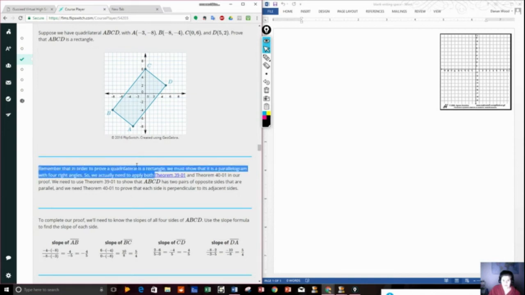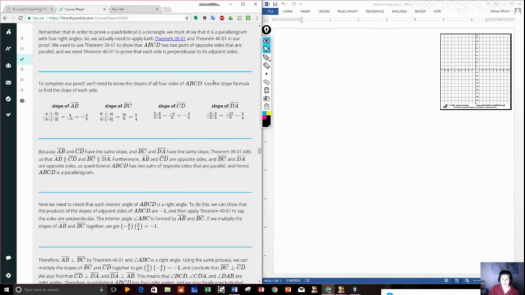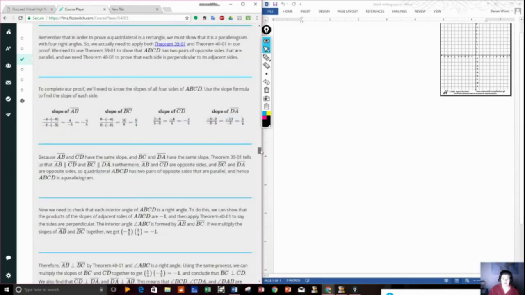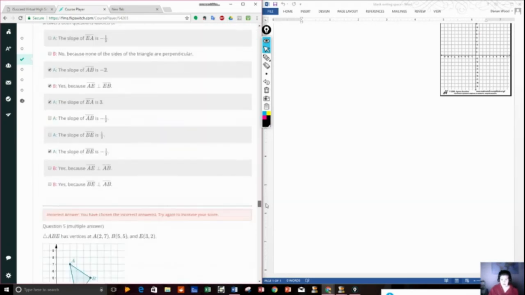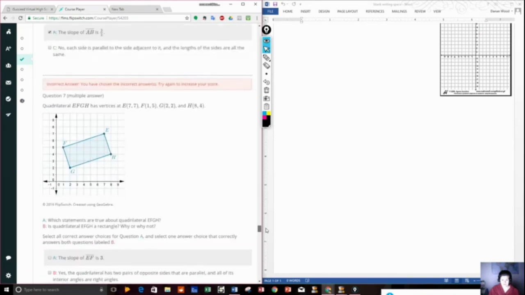Remember that in order to prove a quadrilateral is a rectangle, we must show that it is a parallelogram with 4 right angles. All right, so in order for it to be a parallelogram, it has to have opposite pairs be parallel. And for right angles, that means the interior angles have to be 90 degrees. So when you're coming here, I would write that in my notes. In order to prove a rectangle, it has to have opposite parallel lines, and the inside angles all have to be 90 degrees.